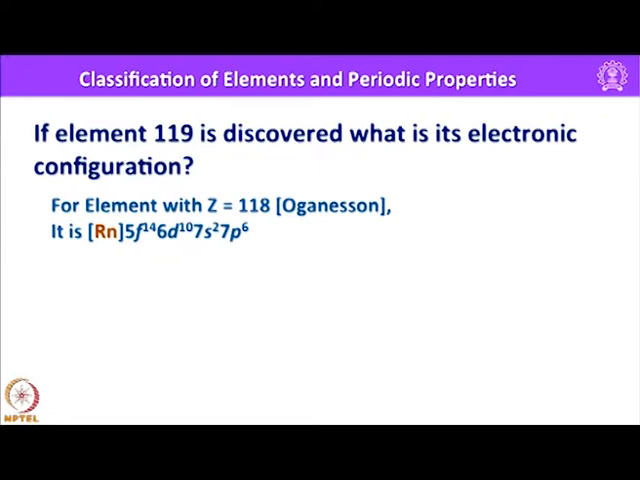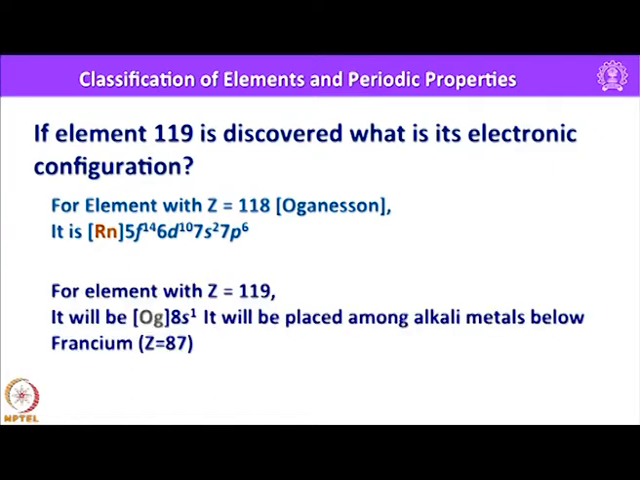So that means essentially I have to add one more electron to make it 119. So it will be Oganesson or Og 8s1. So it will be placed among the alkali metals below francium. Here francium's atomic number is Z equals 87, so another 32 elements are added. So you get 119 from 87.